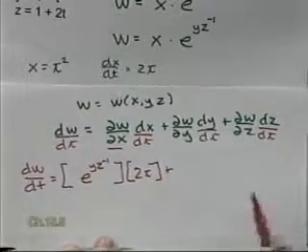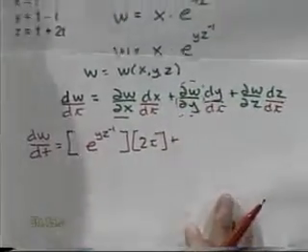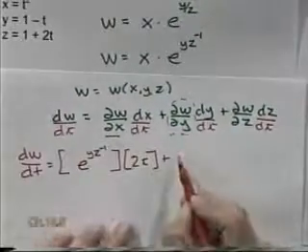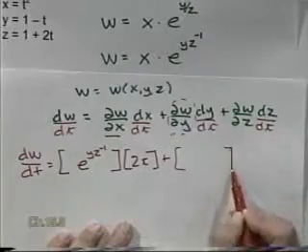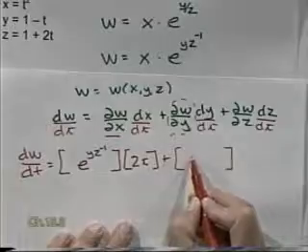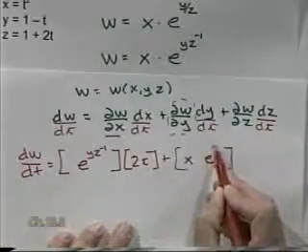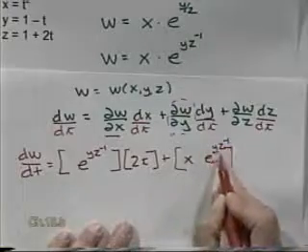Plus, all right, now we have to get the partial of w with respect to y. So coming along back up here, what's the partial with respect to y here? This is a constant, so bring your constant along. The derivative of e to the u is e to the u times the derivative of u.